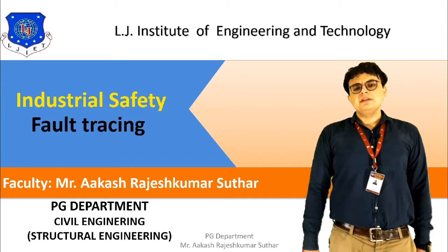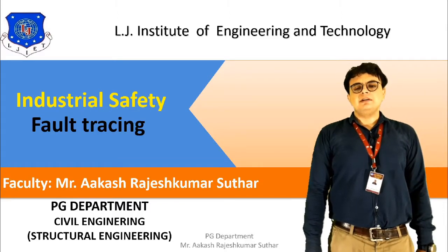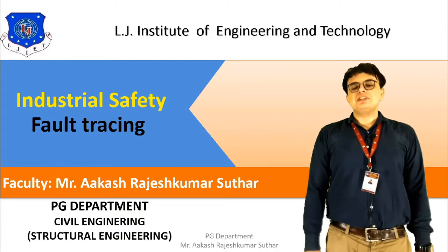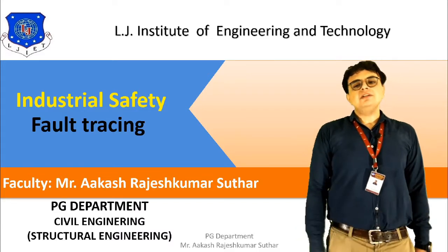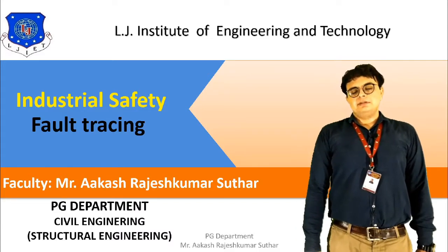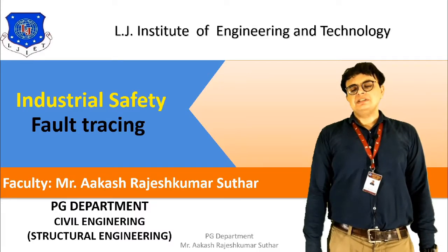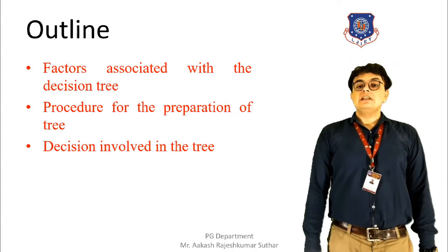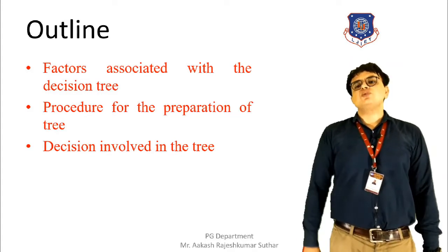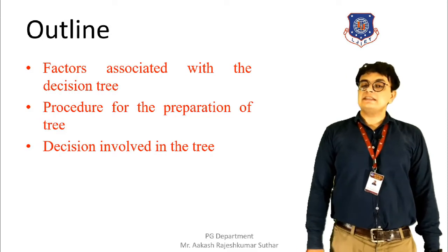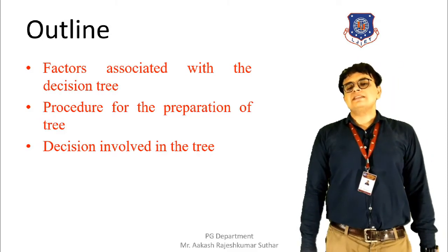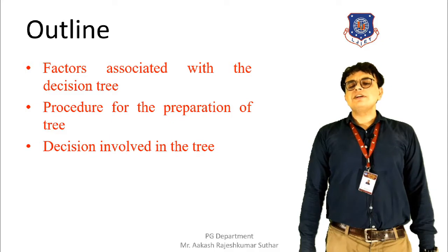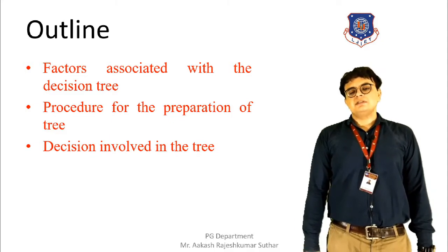In the previous session, we have already started chapter number 3 of our syllabus for the subject of industrial safety. We are moving according to the G2 syllabus. We are in synchronization with the G2 syllabus. So let's see the outline of today's session. Basically, we are going to discuss the factors that are associated with the decision tree. All the factors associated with the decision tree will be discussed in this session. We are going to discuss the process for the preparation of the decision tree diagram. We are also going to discuss the decisions that are involved in the decision tree.